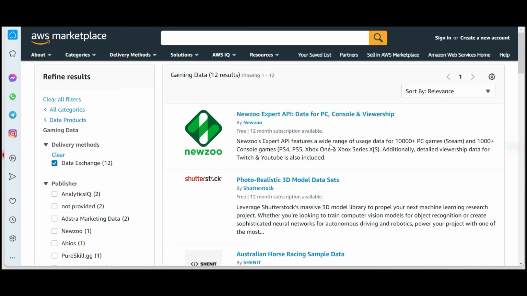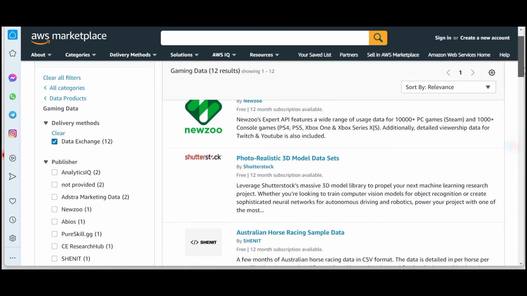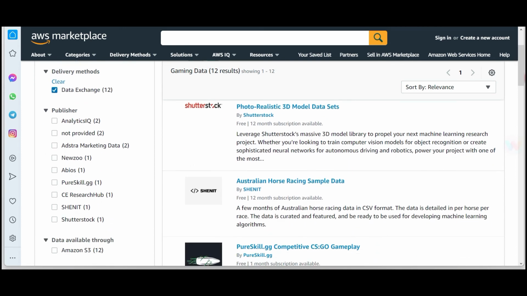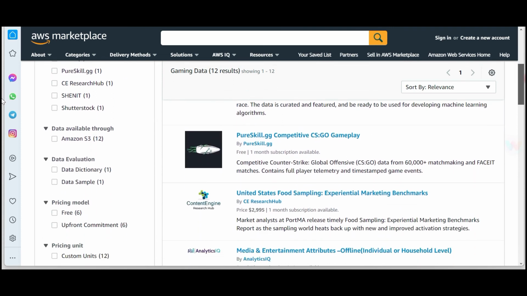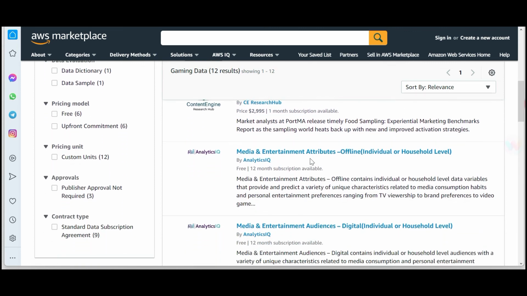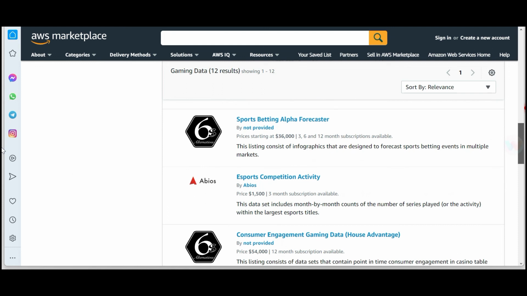At the fag end of this video, let us also look at, for example, gaming. There are so many applications and data sets available for gaming. For example, Australian horse racing sample data. So if you want to do some analysis on the gaming data sets, you can do that. There is something called pure skill competitive CSGO gameplay and so on. Media and entertainment attributes, individual versus household level. There are so many excellent things.